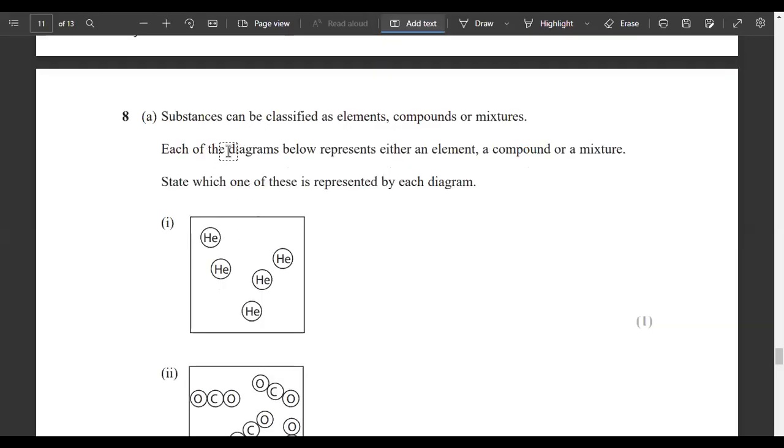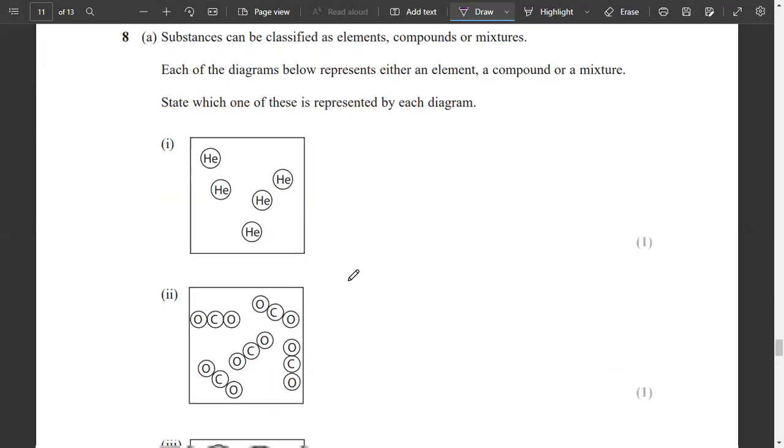Substances can be classified as elements, compounds, or mixtures. Each of the diagrams below represents either an element, a compound, or a mixture. In which one of these is represented by each diagram? ये हमने पहले भी एक दफा चेक किया था कैसे करना है. तो अगर हम वन देखें, ये आपका सिंगल है. This is basically your element.